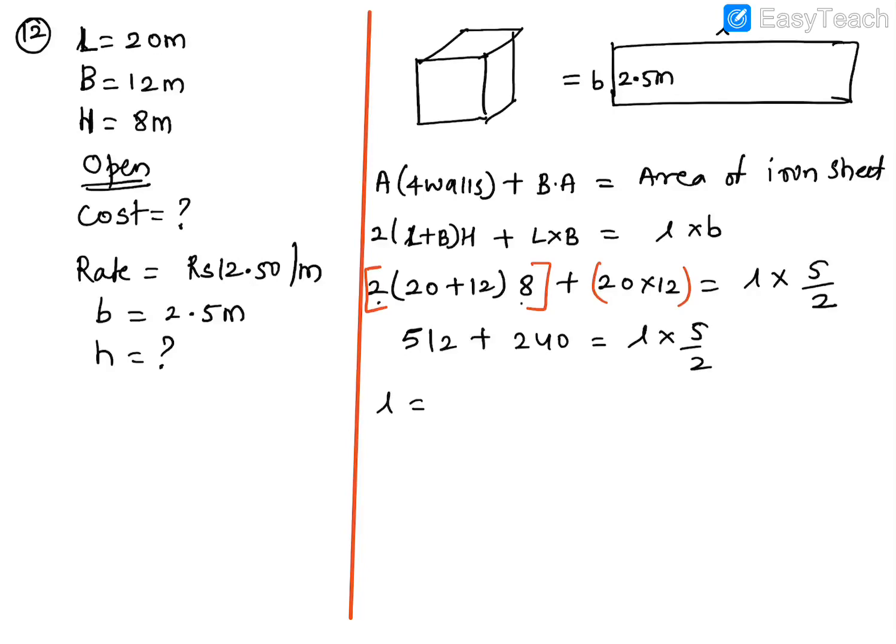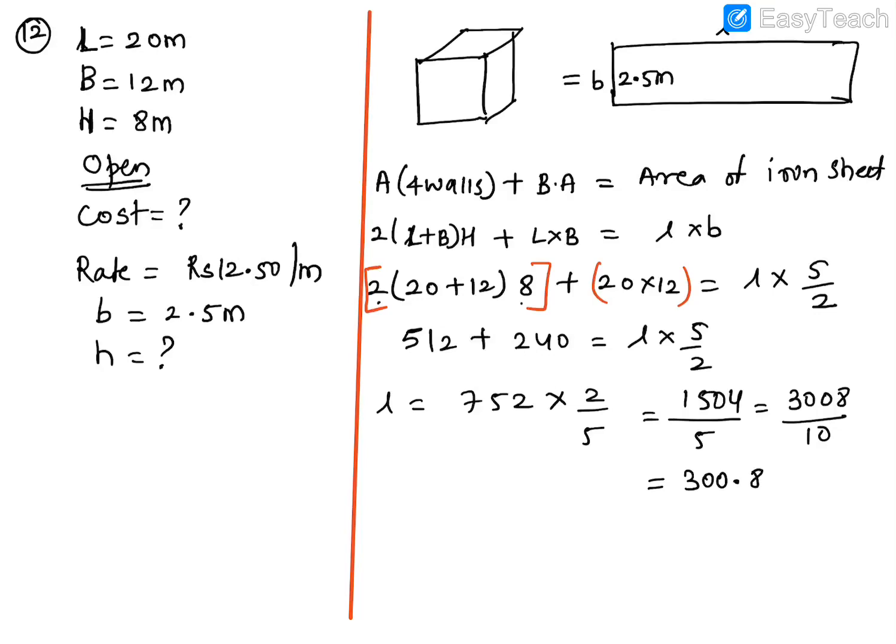So L is equal to 752 into 2 upon 5. So the length will become what? 1504 upon 5. On calculations, you'll get 3008 upon 10, which is equal to 300.8 meter. That's the length of the iron sheet.